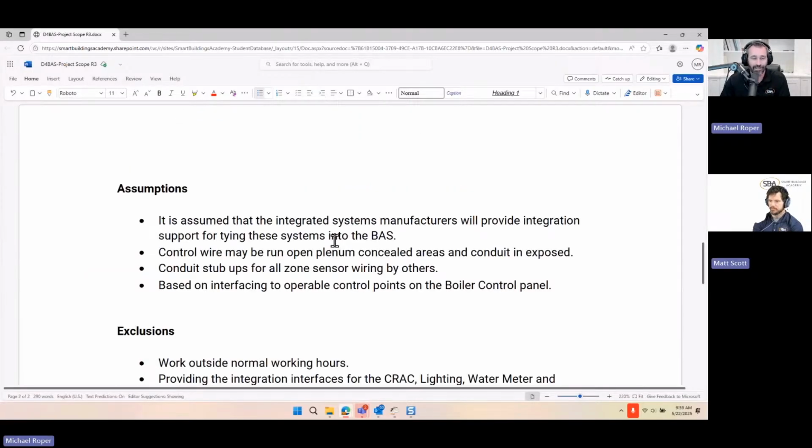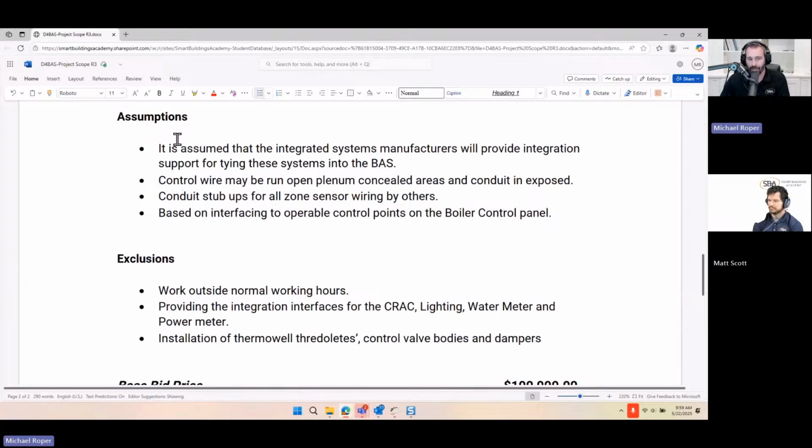Yeah, absolutely. And then also we want to make sure we read the assumptions. We're assuming this from the spec. Some of this might have been gray. We didn't get an RFI. But this is typical for most building automation projects, like conduit stub-ups. We're going to assume that's going to be provided by others. The job site electrician, control wires, open plenum and concealed areas, and conduit in exposed areas. That's very common. So things like that will keep you out of trouble there.